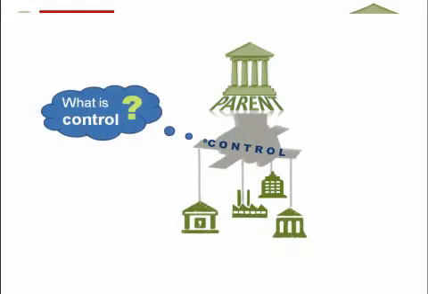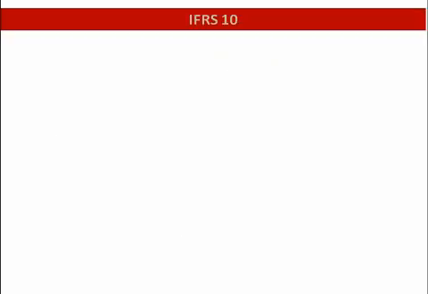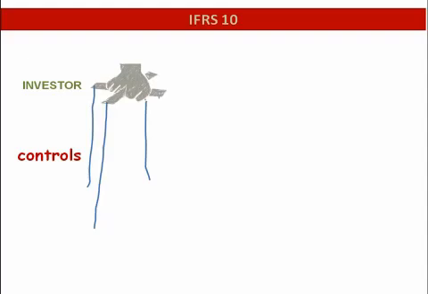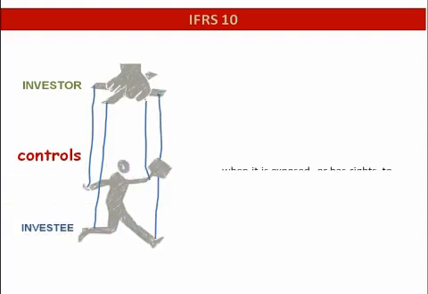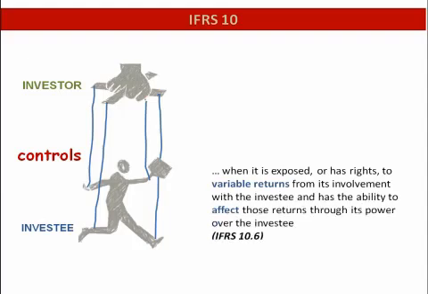What is control? According to IFRS 10, an investor controls an investee when the investor is exposed or has rights to variable returns from its involvement with the investee and has the ability to affect those returns through its power over the investee.